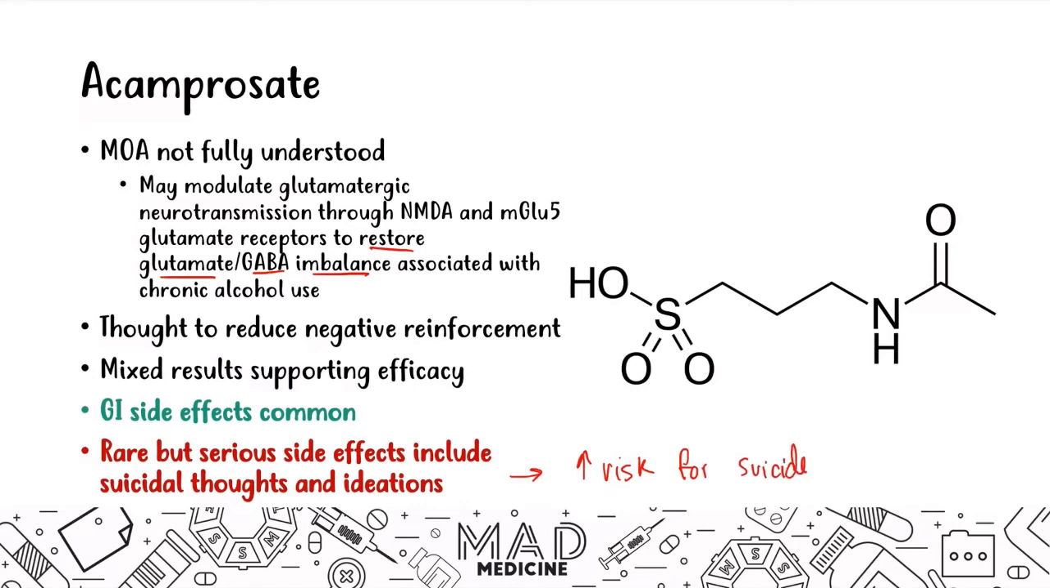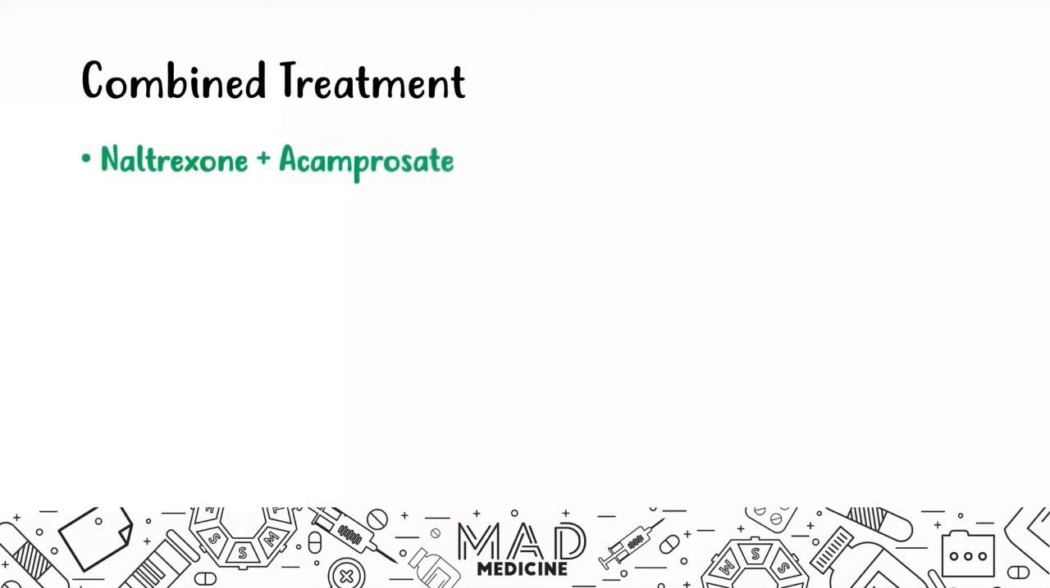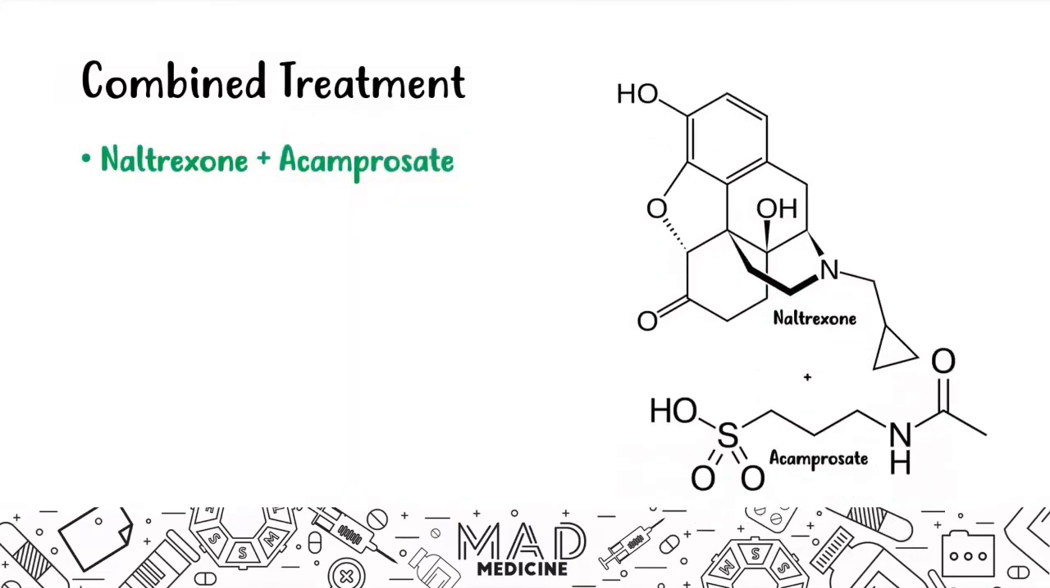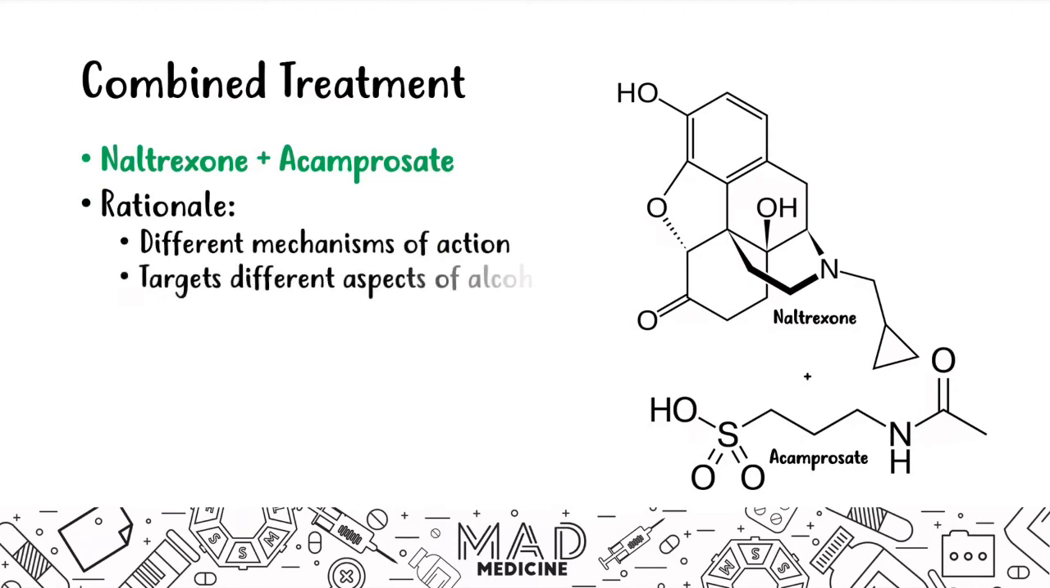Now, when it comes to treating someone who has alcohol abuse, along with the non-medical treatments like support groups of Alcoholics Anonymous, etc., you may want to use combination medical treatment to treat the positive and negative effects. So combined treatment sometimes is very helpful for specific patients. And when it comes to it, we're going to be combining naltrexone and acamprosate. Now, the reason why is because they both have different mechanisms of action. That's a very important thing to understand. And both of them are going to target different aspects of alcohol dependence.